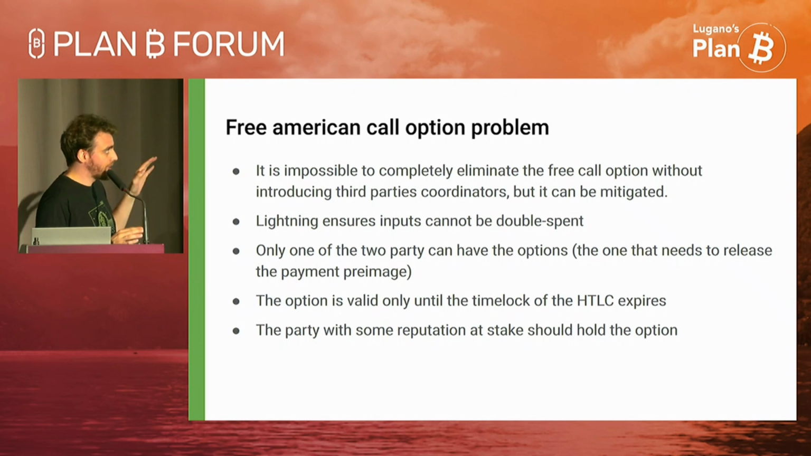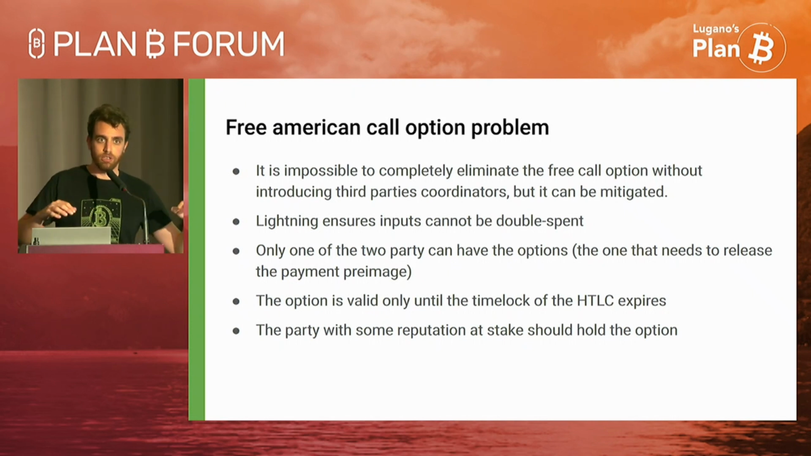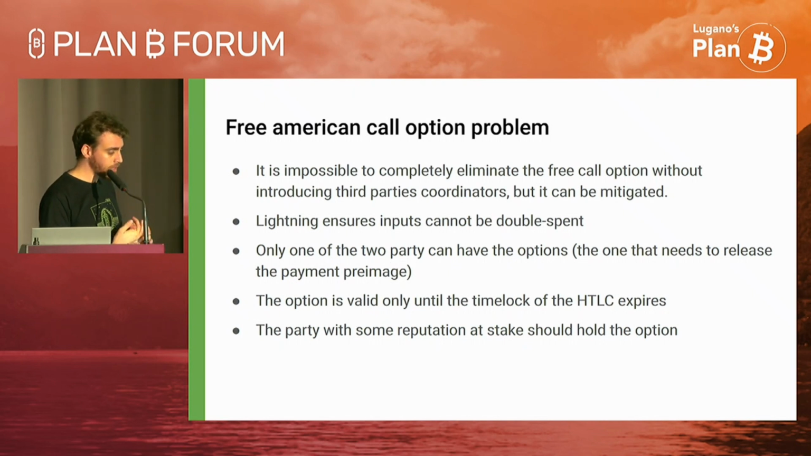Again, we cannot completely eliminate this, but we can mitigate it. First of all, by using Lightning, we have a big advantage because the inputs on the blockchain are already confirmed. So neither party has the possibility to double spend the inputs to basically cancel the swap. So at least that cannot happen. In this way, only one of the two parties can have the option, and in this case it is the one that needs to release the pre-image of the Lightning payment. Better only one. If only one party has it instead of both of them, it's already better.